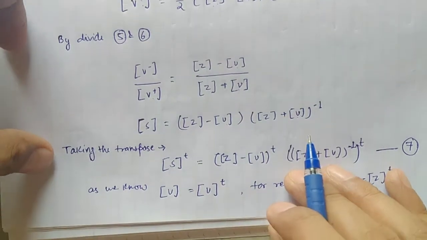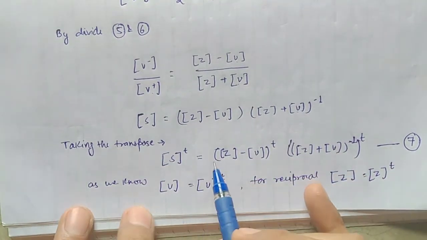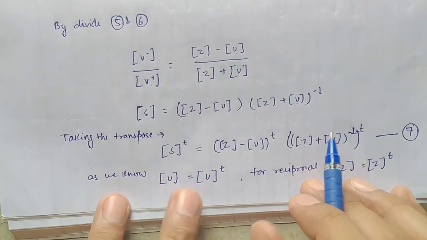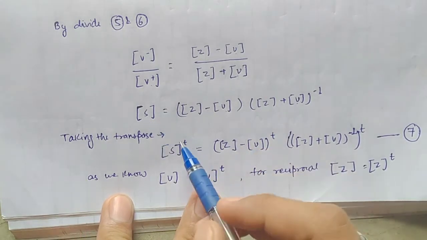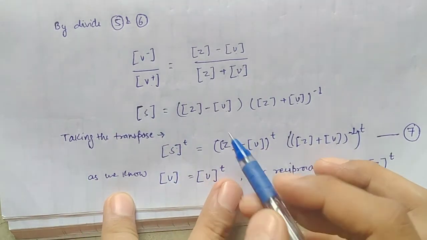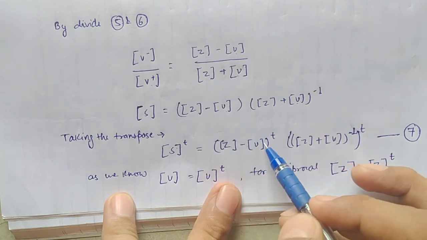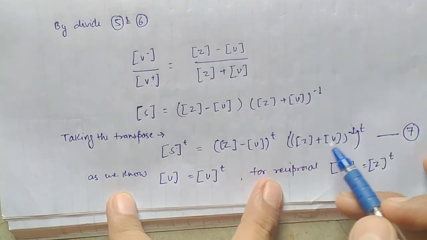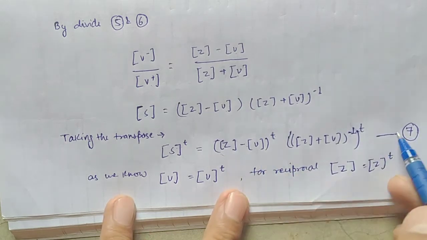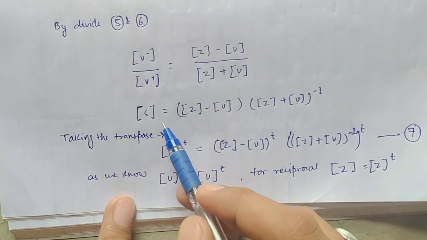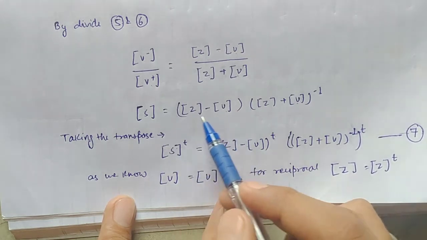Now taking the transpose, we can again modify this equation. This S matrix, I am taking the transpose of S, so I should take the transpose of this whole thing: Z minus U transpose, and Z plus U inverse, and its whole transpose. This is equation 7. So I have taken the transpose of this scattering relation.